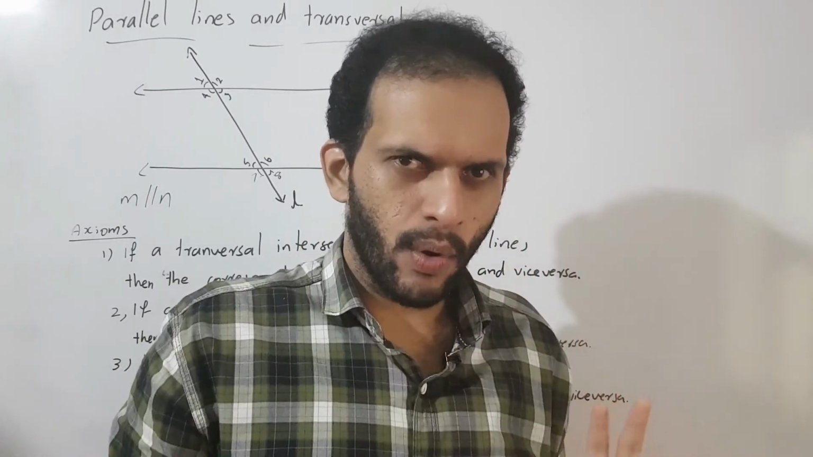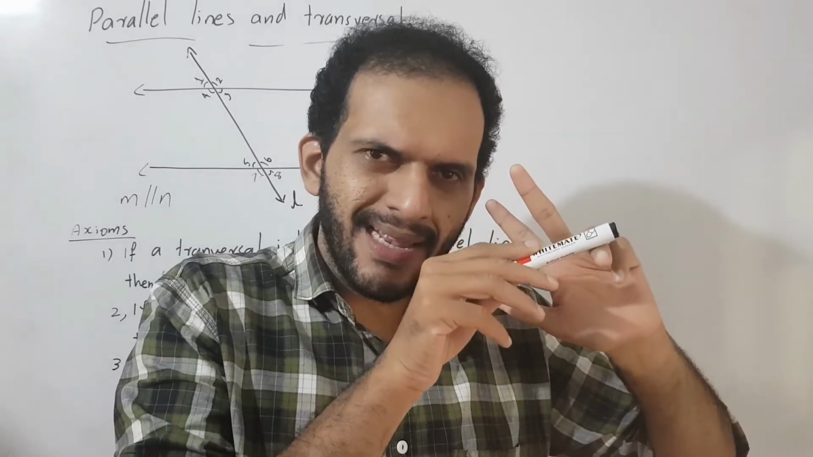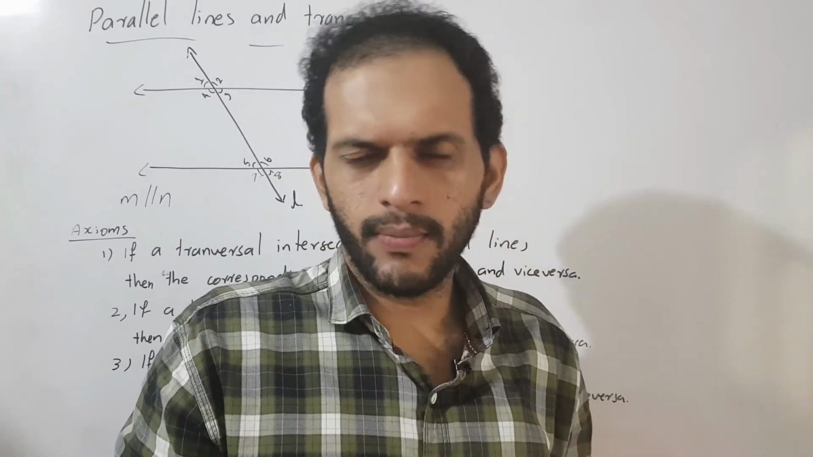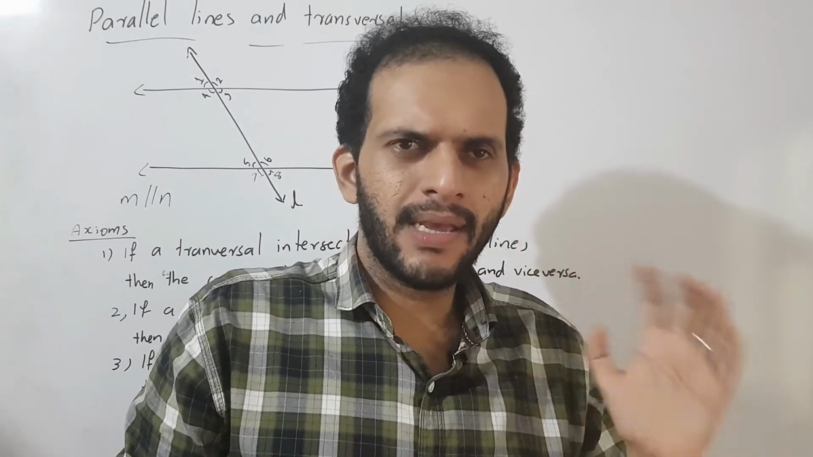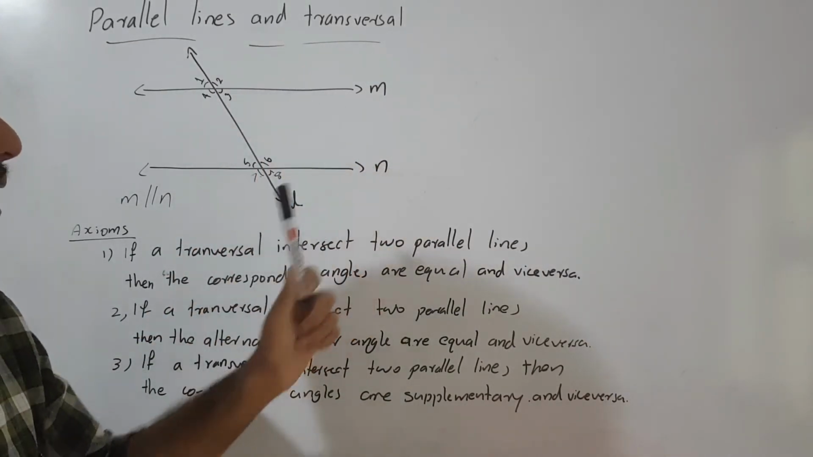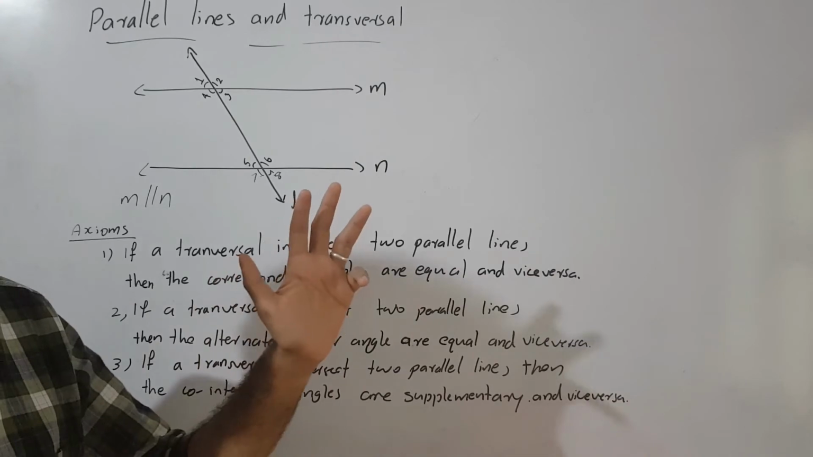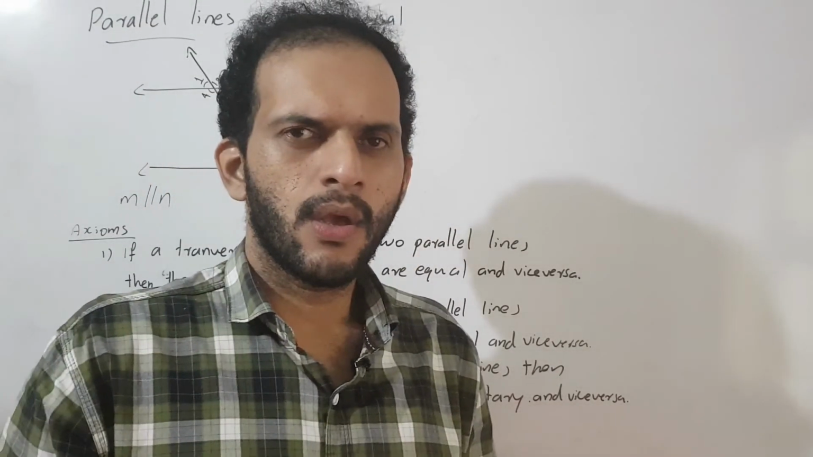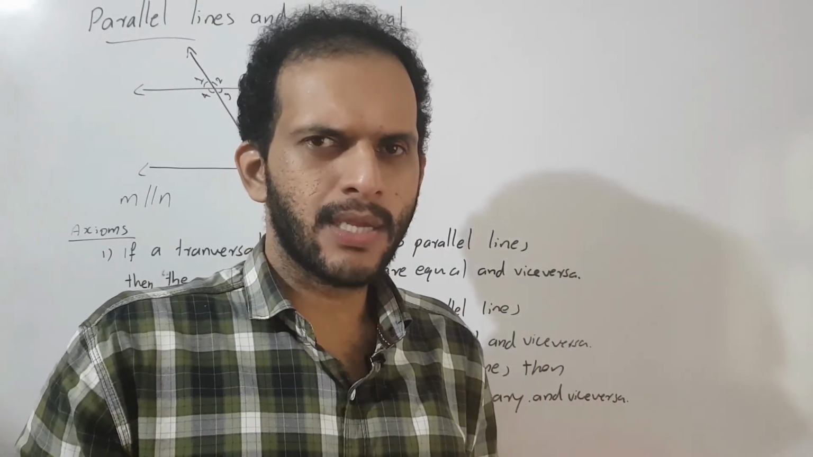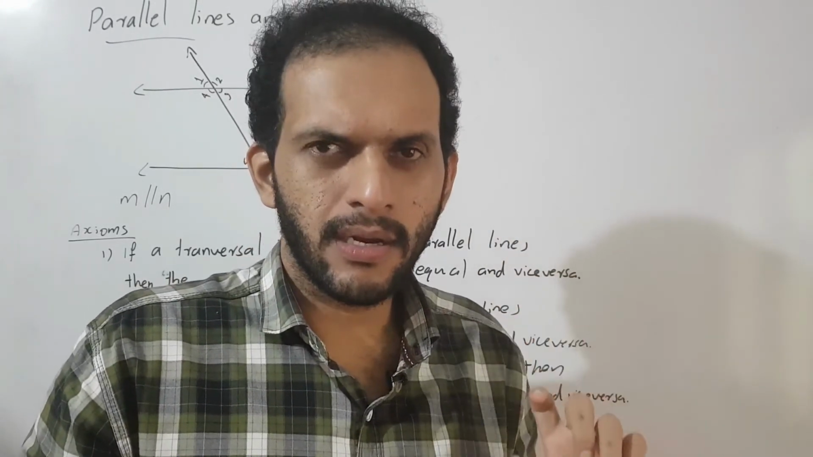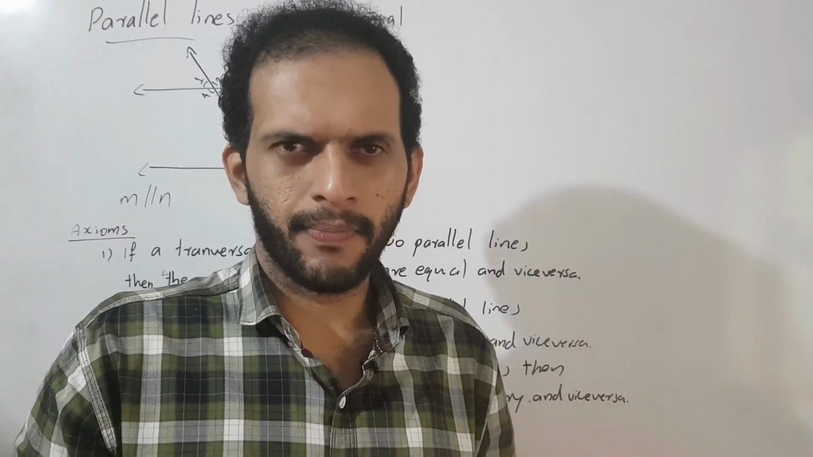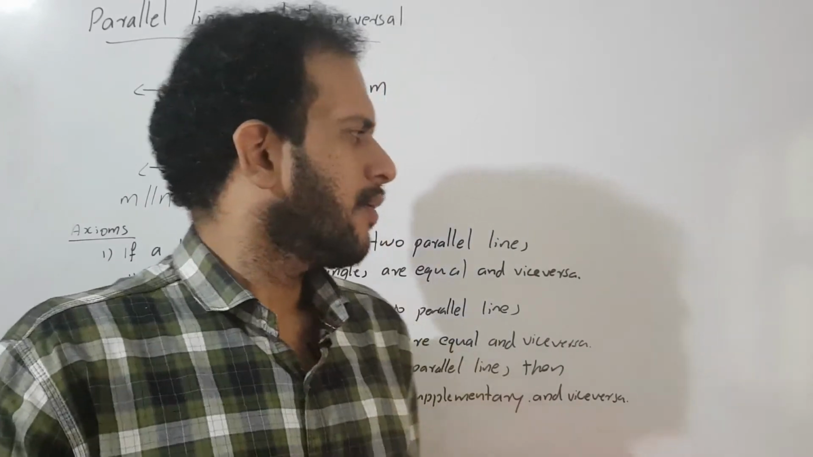Corresponding angles are equal, co-interior angles are supplementary, alternate interior angles are equal. Okay, what are the three ideas we get? If a transversal intersects two parallel lines, what is equal there? Corresponding angles are equal, alternate interior angles are equal, and the last one, co-interior angles are supplementary, not equal. Co-interior angles are supplementary.